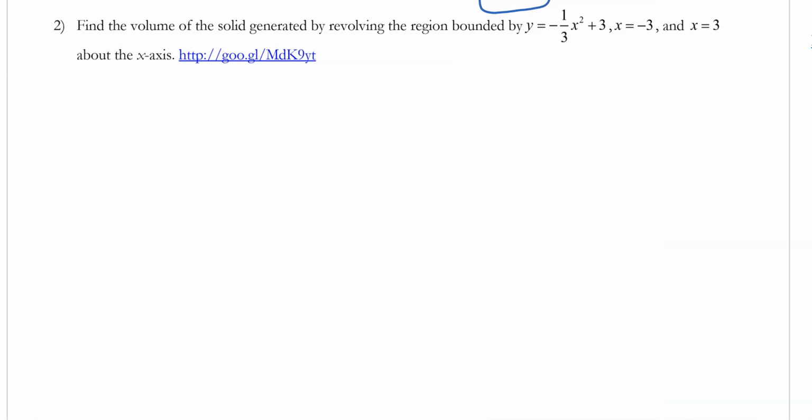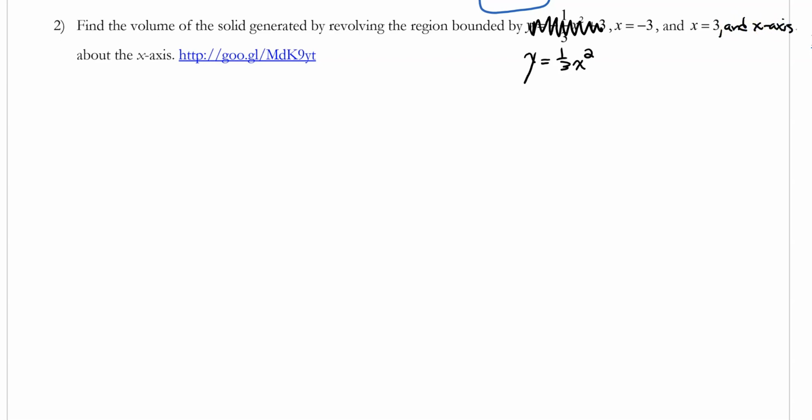Okay, so let's take a look at question number 2 now. I'm actually going to make a couple adjustments here. I actually want to change this function. Let's make this y equals 1/3 x squared. And we're actually missing a bound. We should say it's bounded by the x-axis.